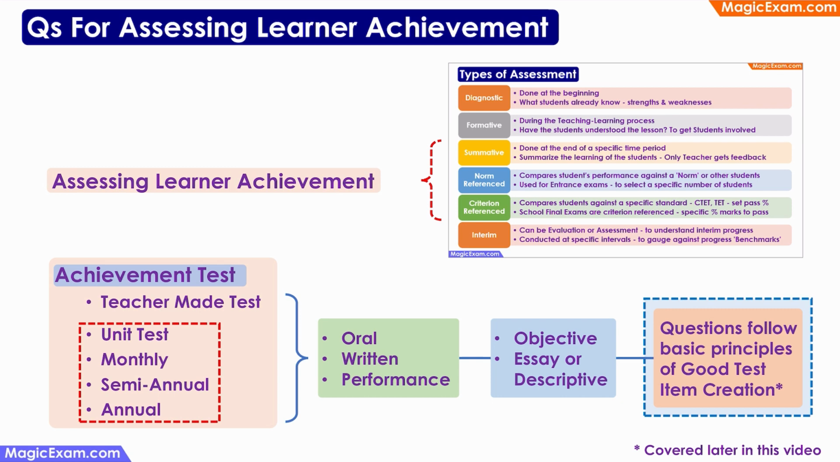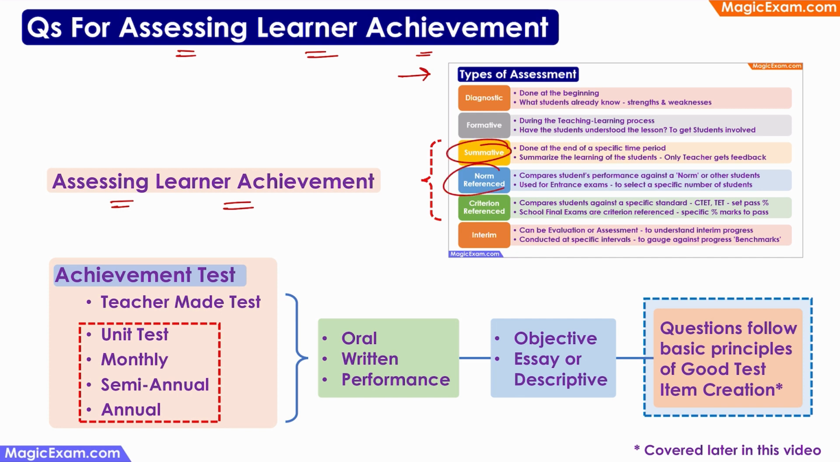After the teaching learning process is completed, then you are trying to assess the learner's achievement. What have they learned in this chapter? What have they understood? So here you are doing assessment of learning. And in the previous video, we discussed about the various types of assessment. So if you are trying to assess learner's achievement, that is, if you are trying to do assessment of learning, then you can use summative assessment.